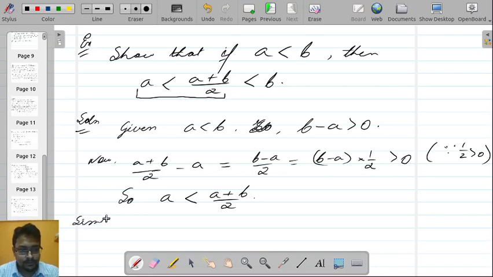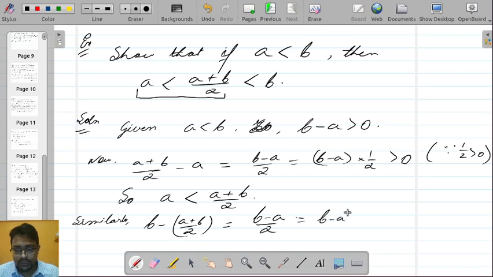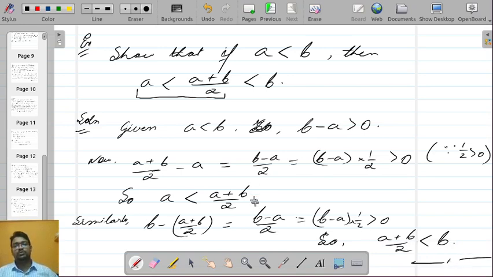Similarly, this one, b minus a plus b by 2. Okay, this one. This is equal to b minus a by 2. Okay, which is equal to b minus a into 1 by 2, which is also greater than 0. So a plus b by 2 is strictly less than b. Okay, so this is the simple proof, just using the definition of less than and greater than. Okay, right.